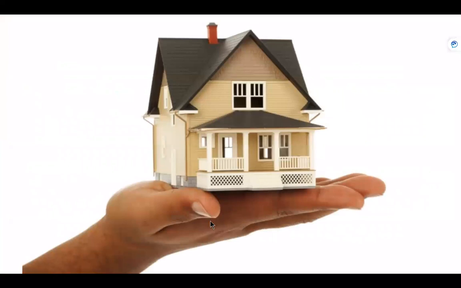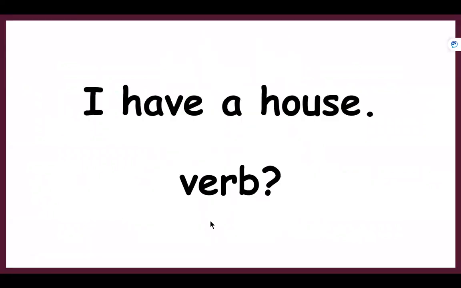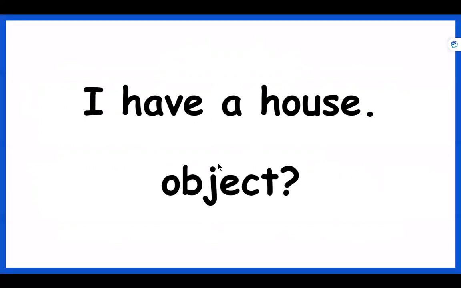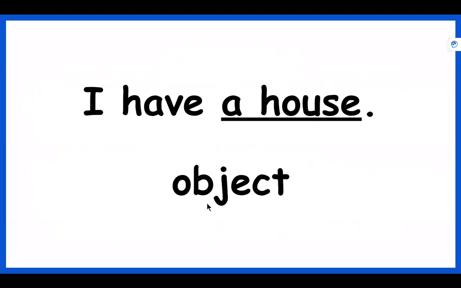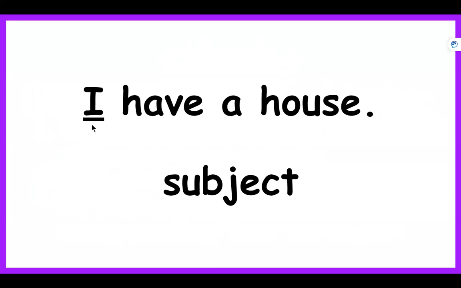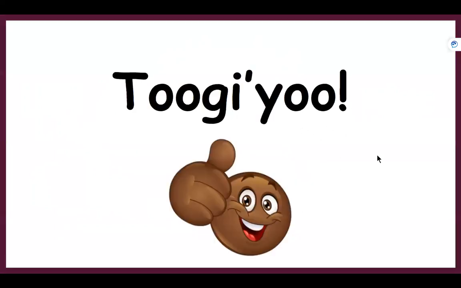So let's try another one. I have a house. Where is the verb in this one? It's to have, to possess, which can also be called a predicate because there's no action, just like a state of being, have a house. Where would the object be? The object is a house because it's the thing that is possessed. Then the subject, the one that possesses, is I. I have a house. Subject, verb, object.